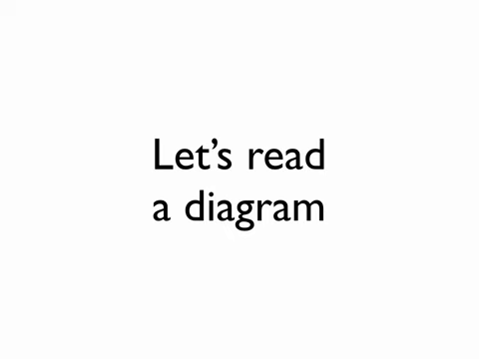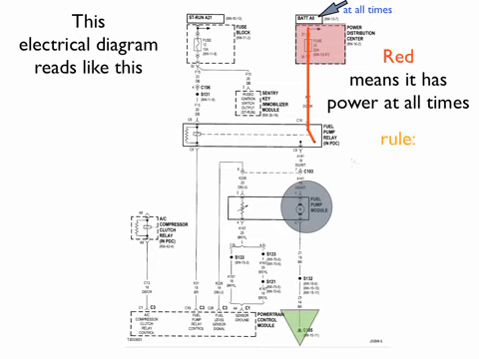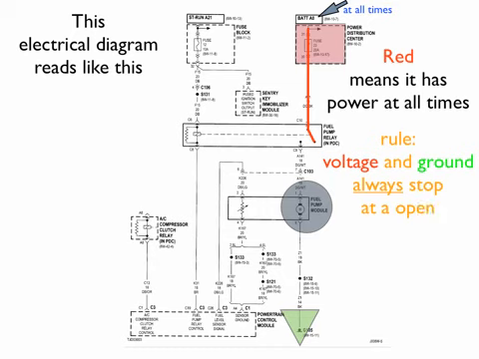So let's read an electrical diagram and see how all this fits together. Here are the three things that we locate before we start looking at the map. Notice the word up here, battery. That means the source of this power is the battery. A battery is not turned on. It doesn't have a switch. There's power in that battery at all times. So we're going to color that red, because red means it has power at all times.